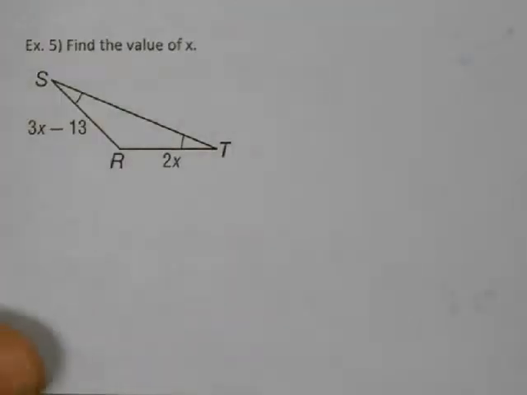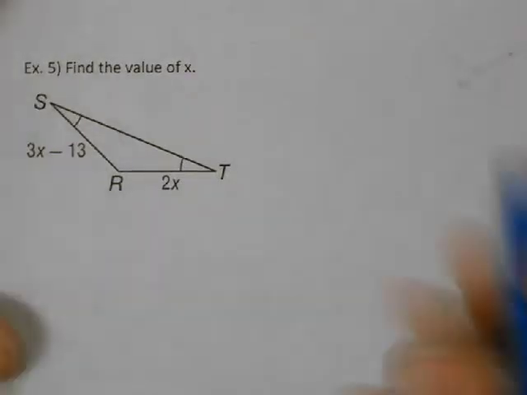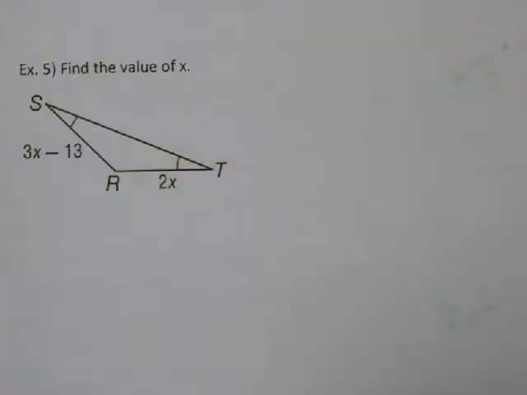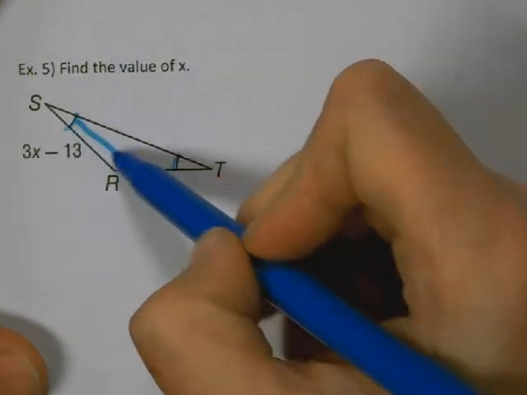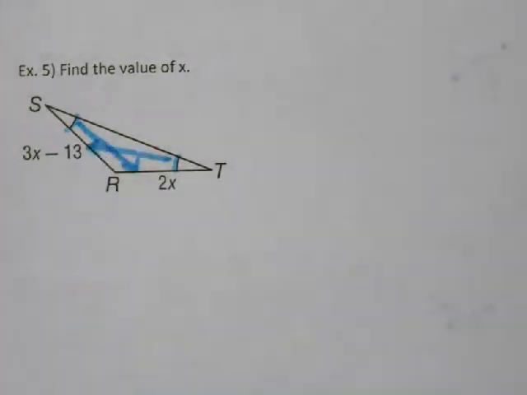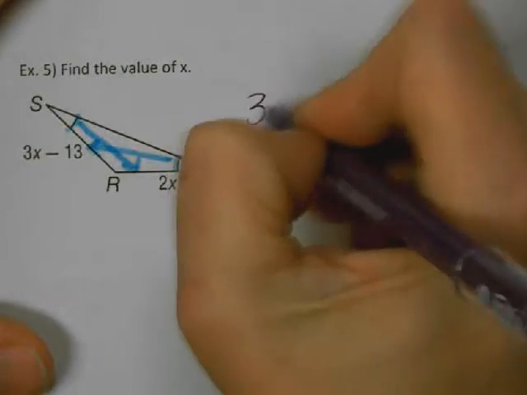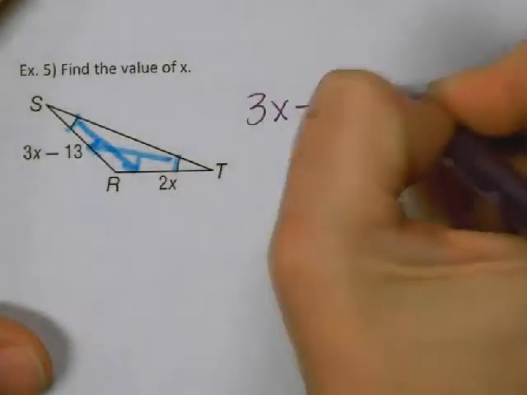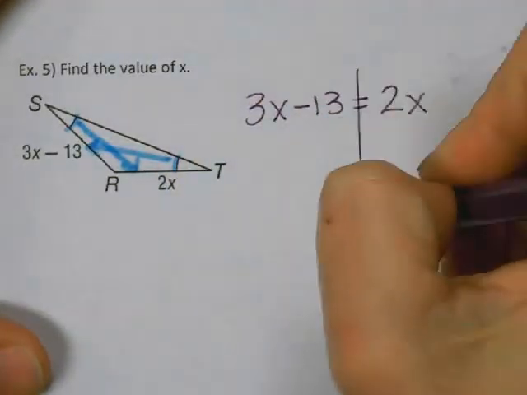Alright. Example 5. Find the value of x. Well, it tells us that our base angles are congruent. So if our base angles are congruent, then the sides opposite the base angles are congruent. So that side is going to be congruent to that side. Okay? So 3x minus 13 equals 2x.